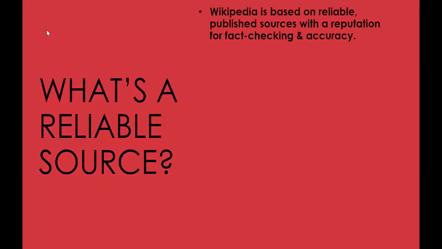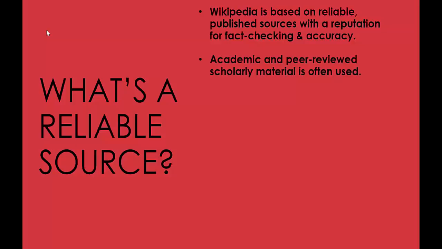Anything that has a reputation for fact checking and accuracy, but it must be published elsewhere. Wikipedia can't be the first place information is published. So we're reflecting the information that's already out there in the world. So academic, peer-reviewed, scholarly materials often used. High quality mainstream publications also. Anything really that has an editorial oversight, where the quality of the content is checked. So work from respectable publishing houses, university level textbooks, academic and peer-reviewed scholarly material.